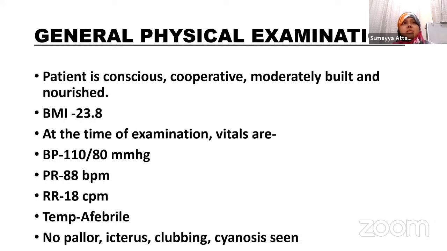General physical examination. The patient is conscious, cooperative, moderately built and nourished. He has a BMI of 23.8 kg per meter square. At the time of the examination, the vitals were BP 110 by 80 mm of Hg, pulse rate 88 beats per minute, respiratory rate 18 cycles per minute. Temperature was febrile. He had no pallor, icterus, clubbing, cyanosis.